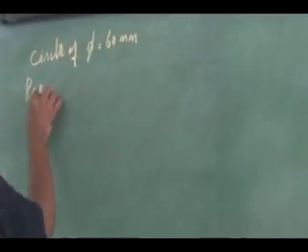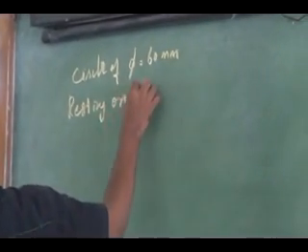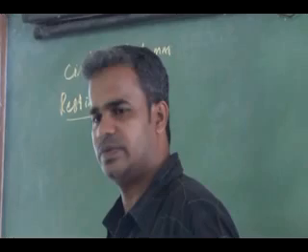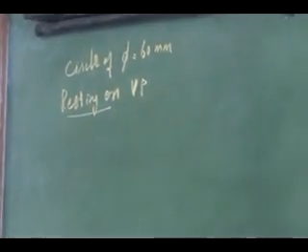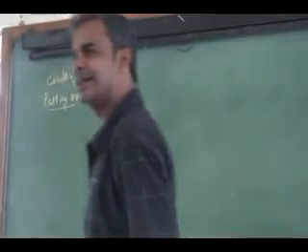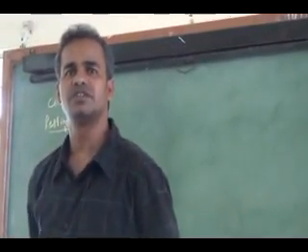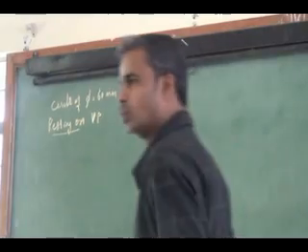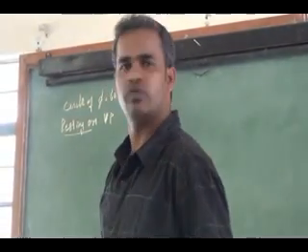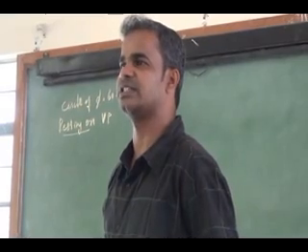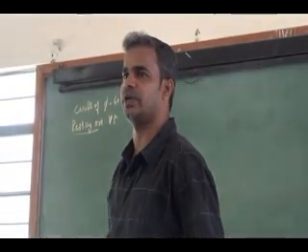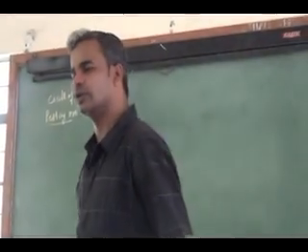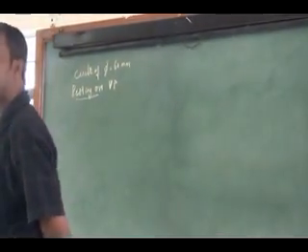It is resting on where? As per the problem, it is resting on VP. So with this, I can draw my true shape of the circle. The surface of the lamina is tilted to VP in such a way that the front view is a perfect ellipse.